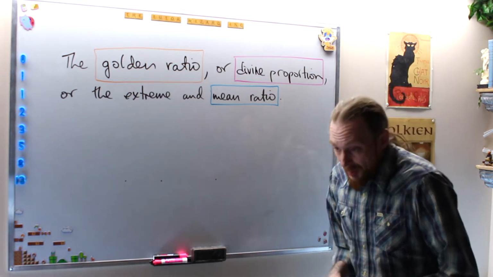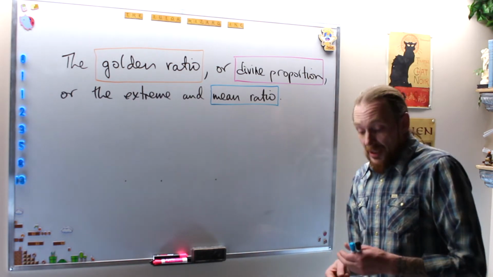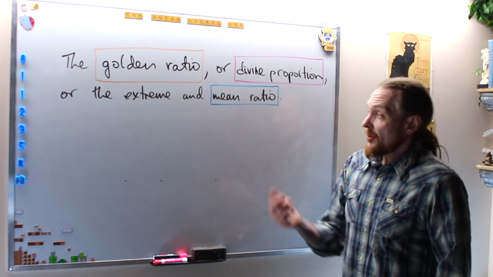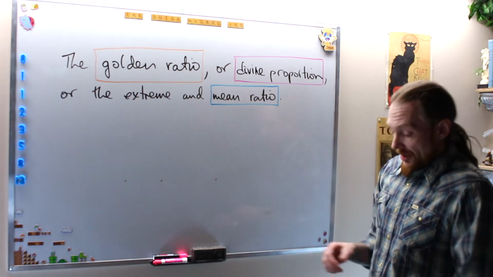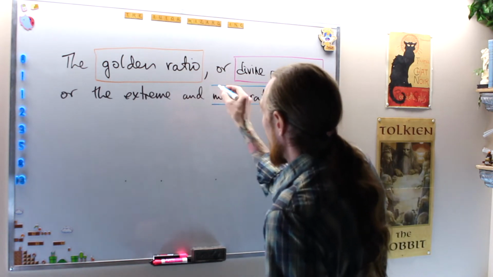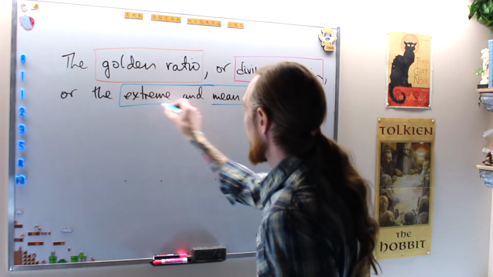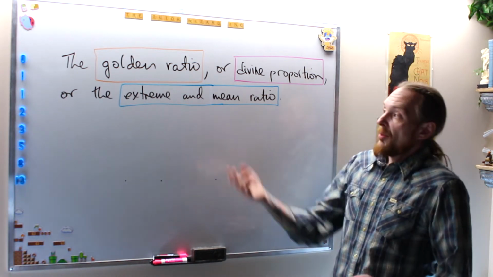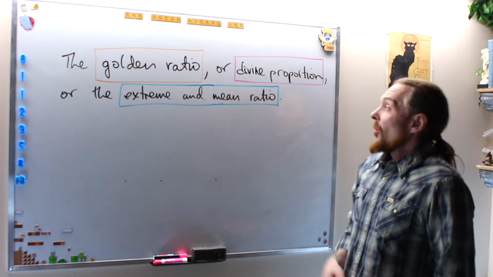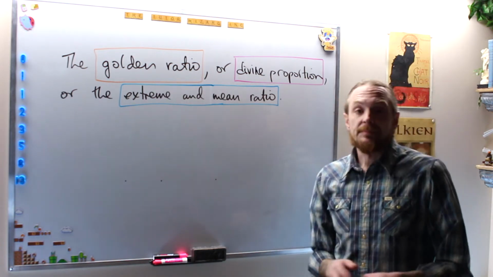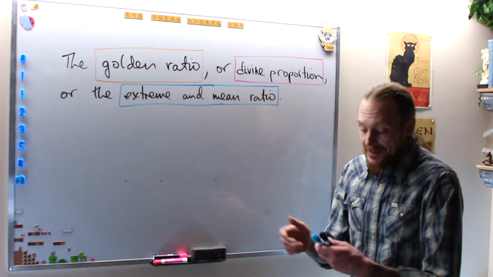One of my favorite numbers of all time is the golden ratio, phi, or the divine proportion, or the extreme and mean ratio, or the mean ratio. Actually, that box was supposed to be on everything there. So we want to talk about the golden ratio today, or the divine proportion, or the extreme and mean ratio. I fixed it. So what is this?